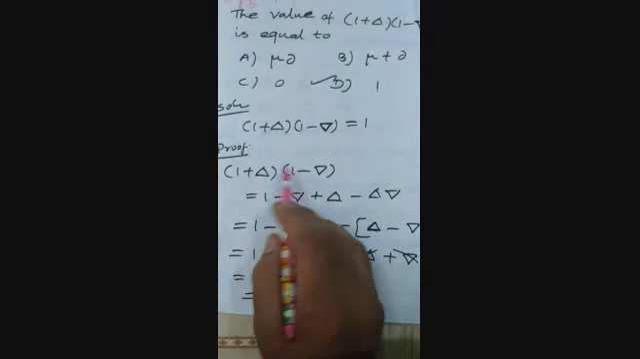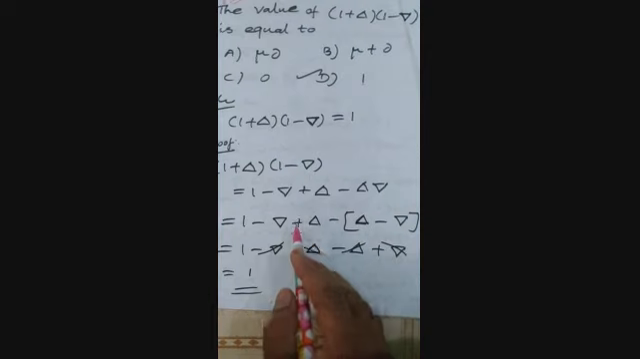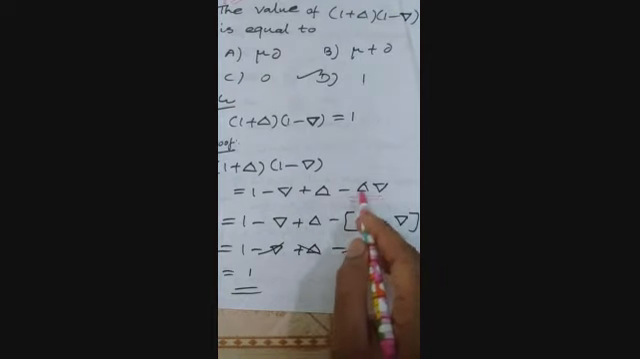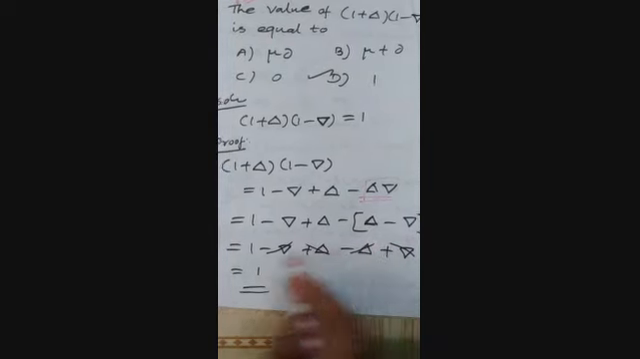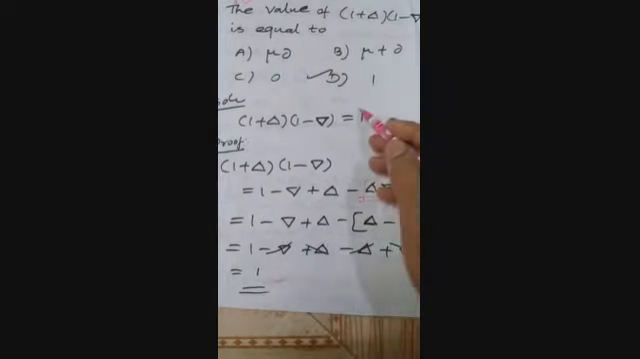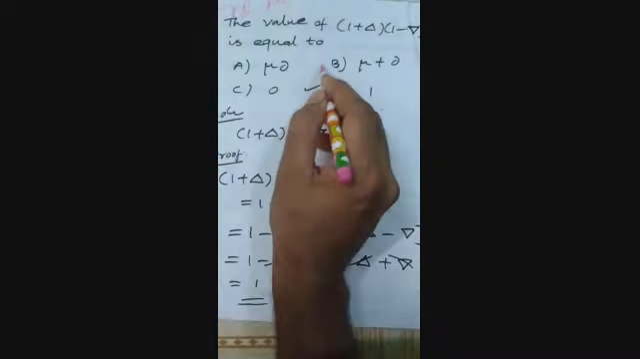Just ordinary term wise multiplication. After that we are applying this one. We know this delta minus del, then gets cancelled, we are getting 1. So 1 is the correct option. So remaining is wrong.